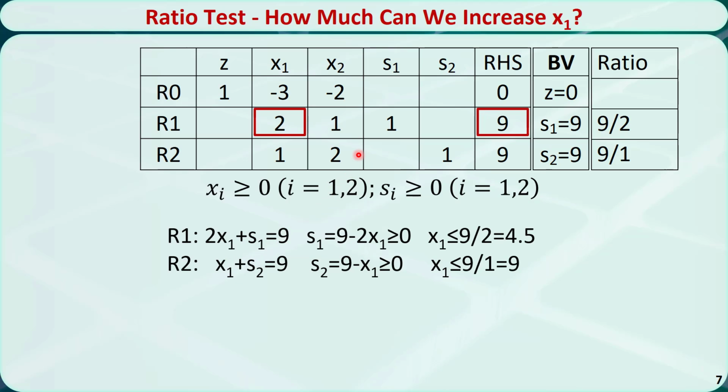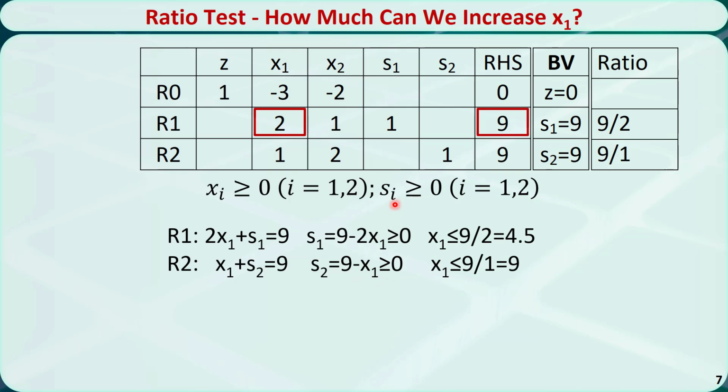x2 is still a non-basic variable, so its value is 0. s1 has a coefficient of 0, so we don't have it in this equation. s2 is a basic variable, so we put it here. The right-hand side is 9. We rewrite this equation by moving x1 to the right-hand side. We have s2 is equal to 9 minus x1.